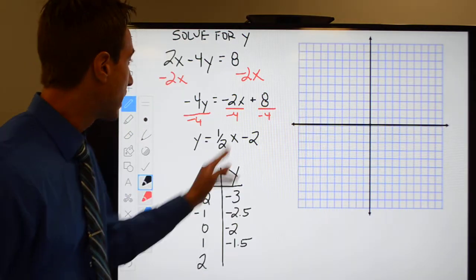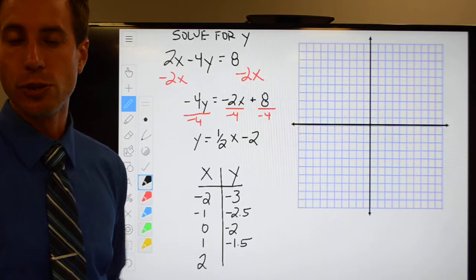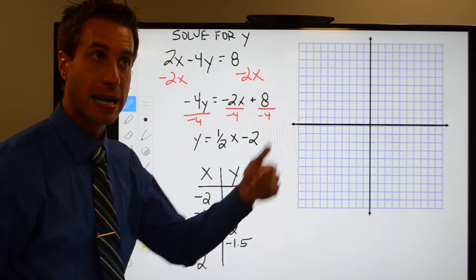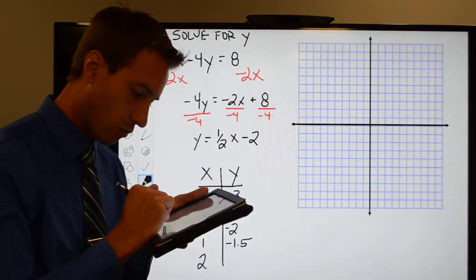Okay, I plug in a 2. Well, 1/2 times 2, the 2's will cancel each other out. So that'll leave me with a 1, and 1 minus 2 should leave me with a -1.